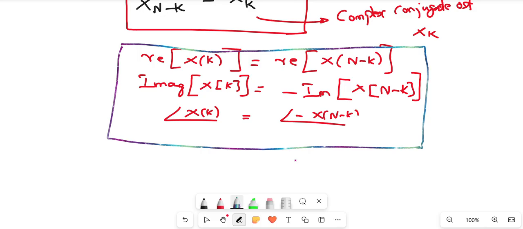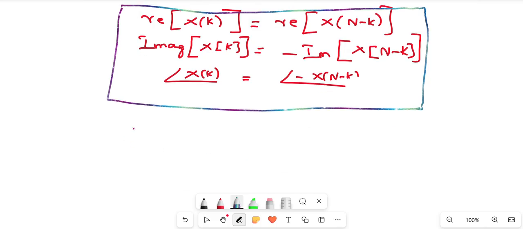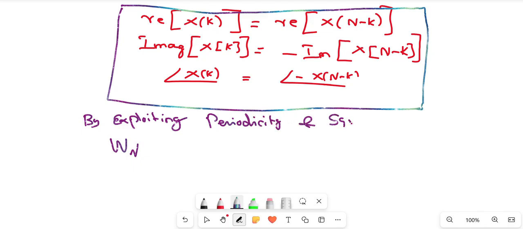So the twiddle factors. By exploiting the periodicity property and the symmetry property, we can write W power k plus N by 2, which is equal to minus W N power k, the complex conjugate of this term.